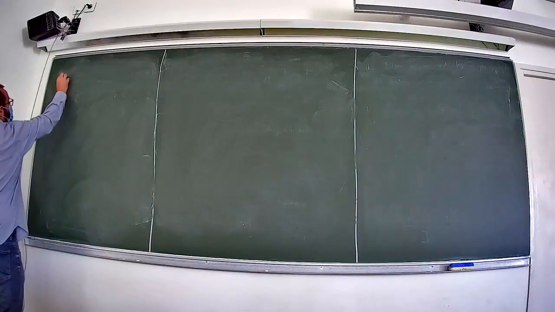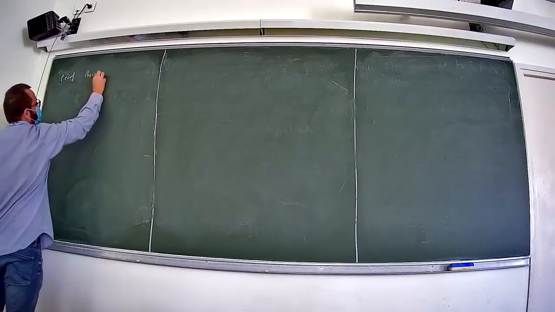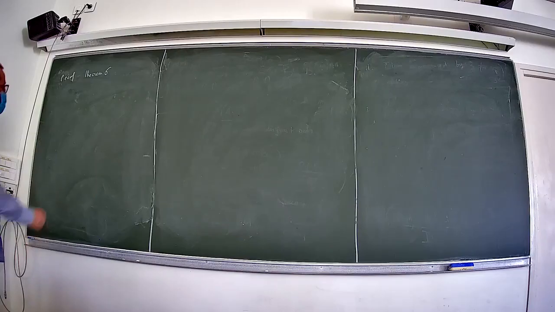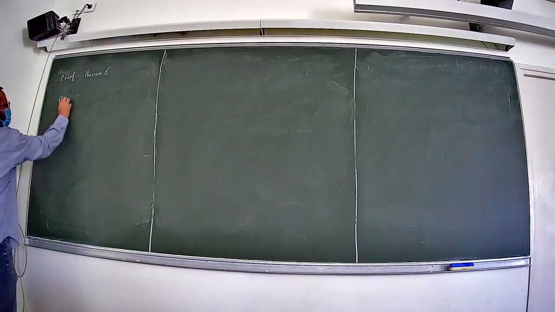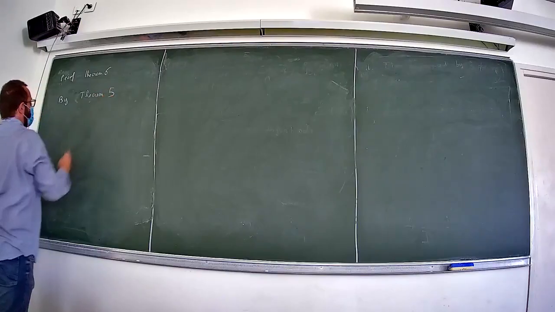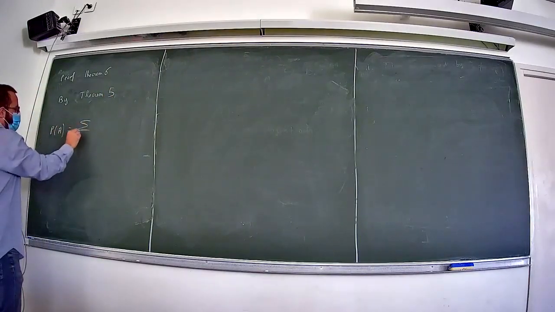Proof of theorem 6. I want to prove this one. First I remark that by theorem 5, I know that P of A, by the law of total probability, is equal to this one.